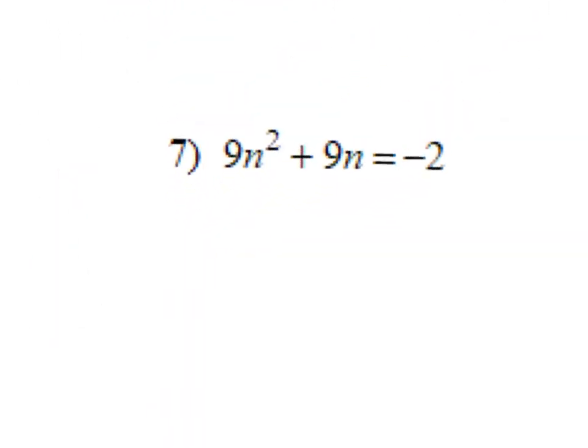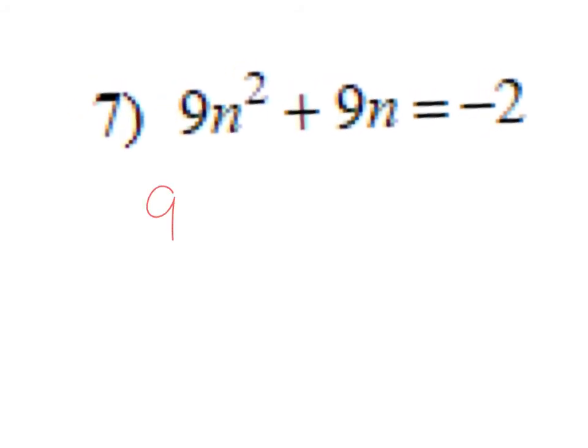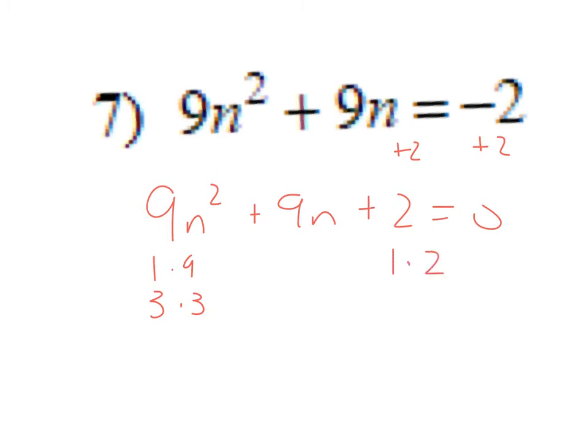Okay, number 7, go ahead and let's set it equal to 0, so we're going to move that 2 over. So I'm going to get 9n squared plus 9n plus 2 equals 0. So again, I'm just adding that 2 here. Okay, so now I got to find factors of 9 and 2 that get me the 9 in the middle. So I need to go ahead and start my list. 1 times 9, 3 times 3, 1 times 2.